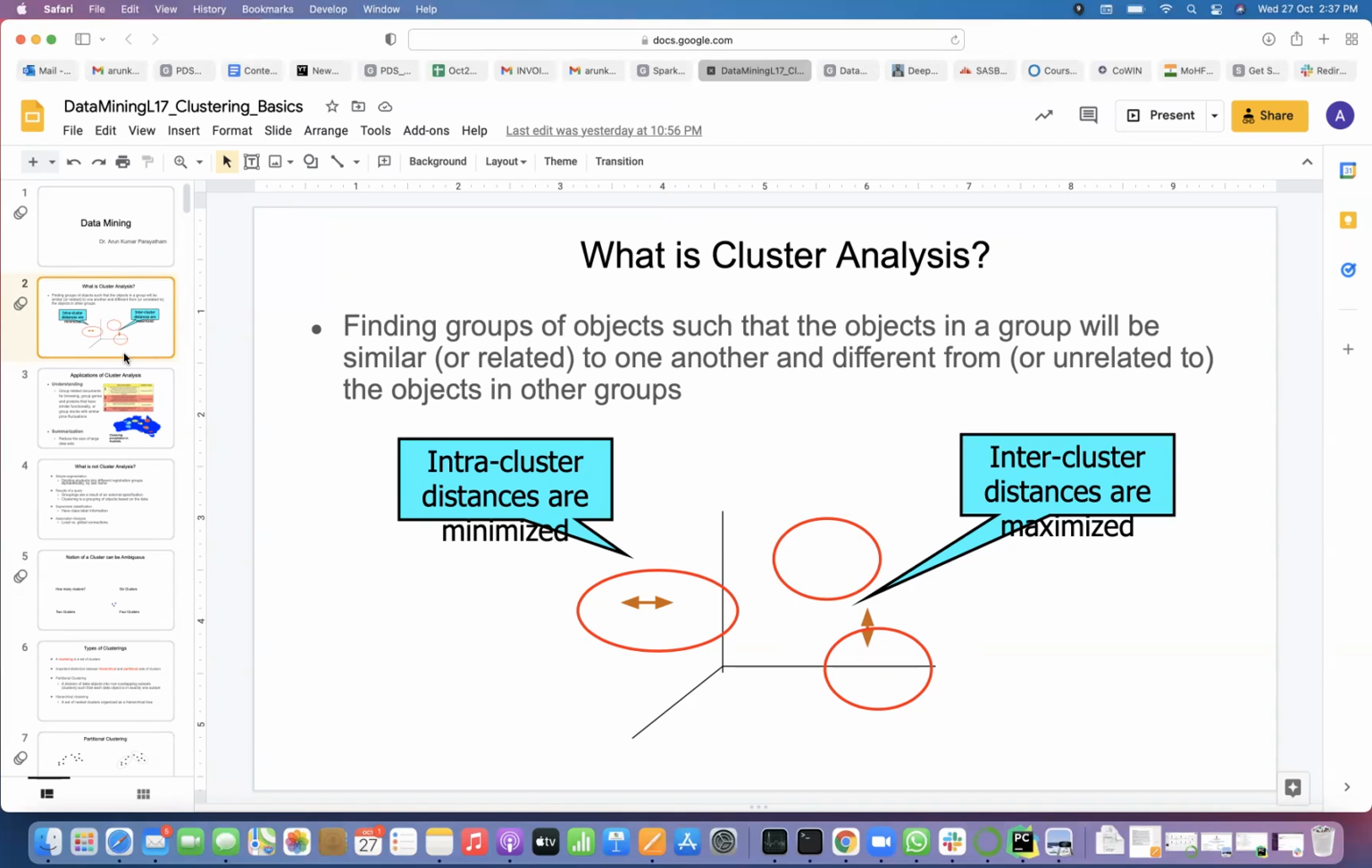Finding groups of objects such that the objects in a group will be similar or related to one another and different from or unrelated to the objects in other groups. So intra-cluster distances are minimized, inter-cluster distances are maximized.